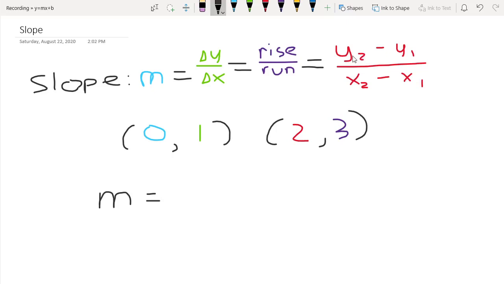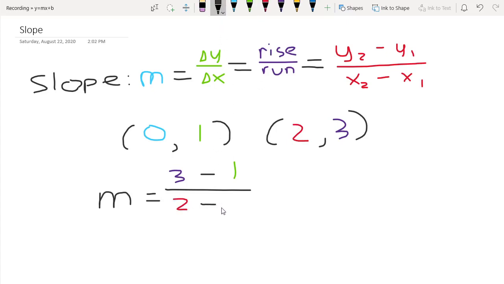So y2 here would be 3. So let me write that in. 3. And then y1 would be 1. So we have to do minus, and then it'd be 1 right here. And then this will be all over x2 minus x1. So then x2 is the x value corresponding to what y2 was. So since y2 is 3, you look for the x value in that specific pair of coordinates. So then x2 would be 2.